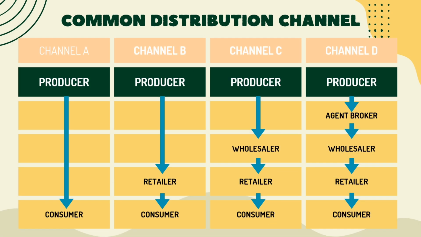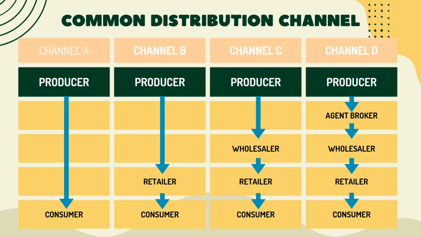This is an example of common distribution channels. In Channel A, this is the most direct channel where the producer sells directly to the consumer. Channel B, in this channel, a retailer acts as an intermediary between the producer and the consumer. Channel C, this channel includes both a wholesaler and a retailer. The producer sells to the wholesaler, who then sells to the retailer, and finally the retailer sells to the consumer.